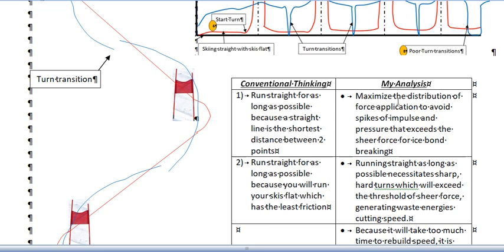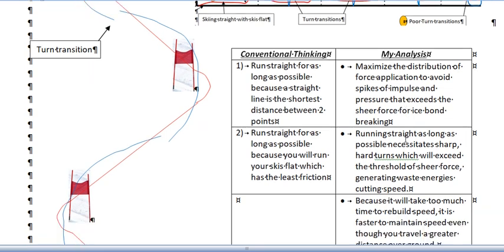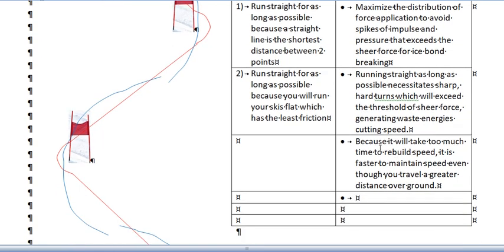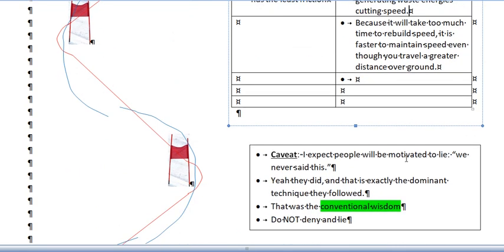My analysis: maximize the distribution of force application to avoid spikes of impulse and pressure that exceed the shear force for ice bond breaking, right? Running straight as long as possible necessitates sharp, hard turns, which exceed the threshold of shear force, generating waste energies and cutting speed. You also have a lot more skidding friction, generating more heat, because it will take too much time to rebuild speed. It is faster to maintain speed, even though you travel a greater distance over ground, right?